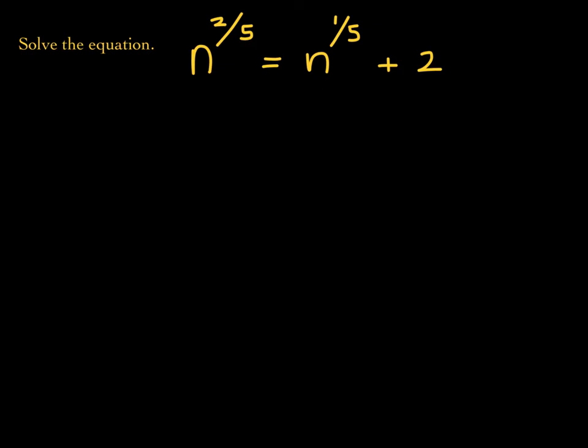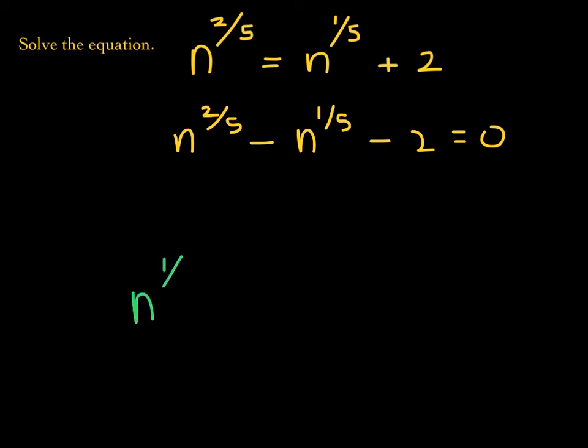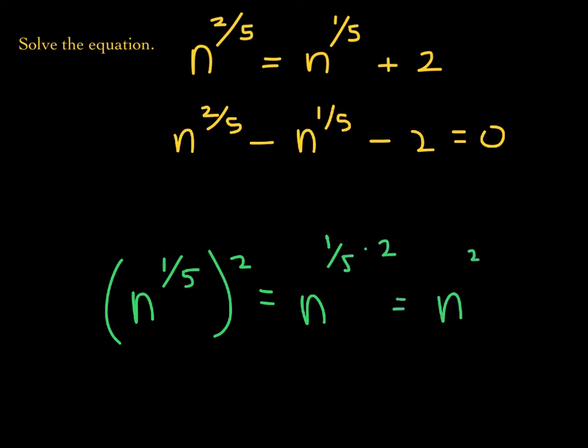Now, when I do, I end up with n to the power of 2/5 minus n to the power of 1/5 minus 2 is equal to 0. Now, I want to show you how this is quadratic in form. If I take the variable part of the middle term, which is n to the 1/5, and if I square it, notice that this gives me n to the 1/5 times 2, which is basically n to the 2/5.